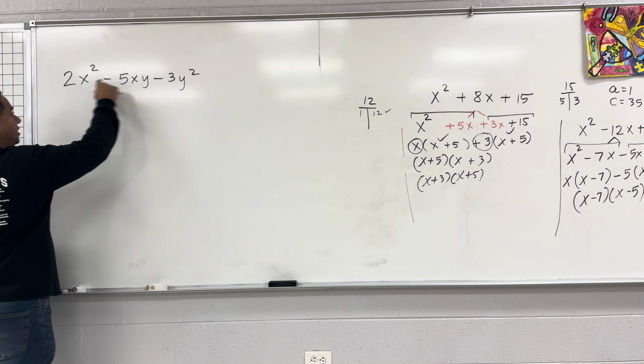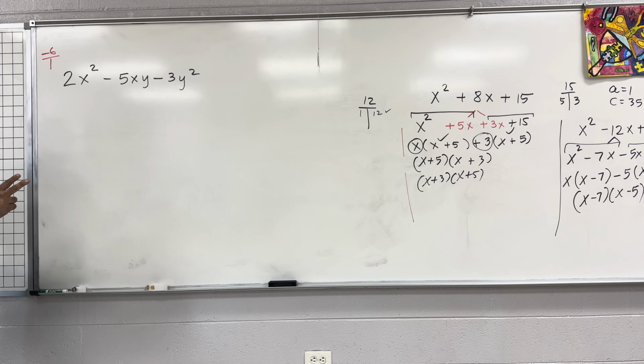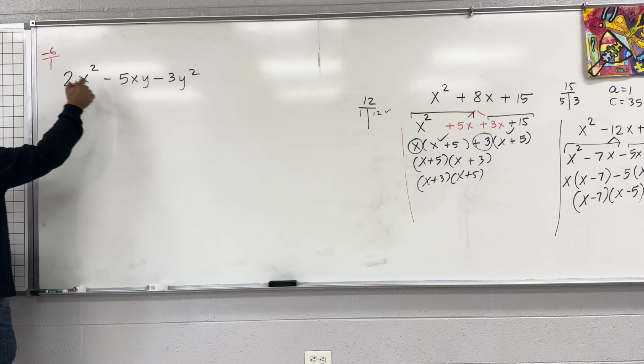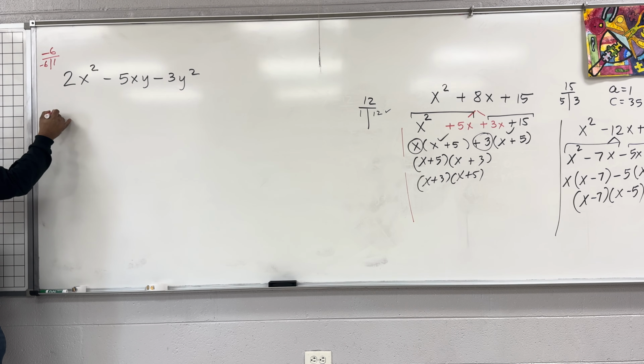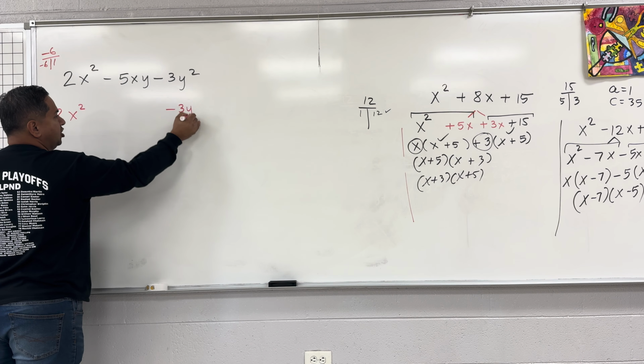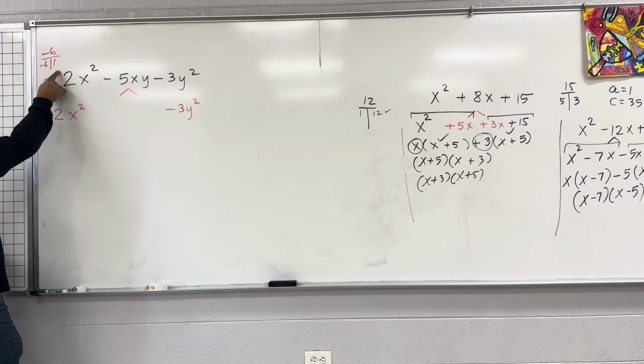All right, -3 times 2 is -6. Two numbers that multiply to -6 but add up to -5. -6 times 1. Cool. So you copy the first, you copy the last. You need to keep up with these y's as well. Break this into these two numbers.